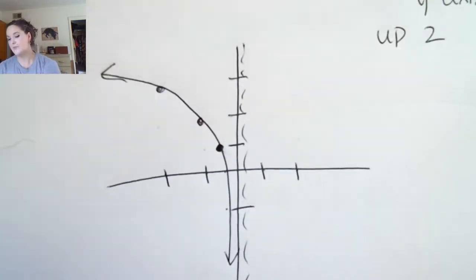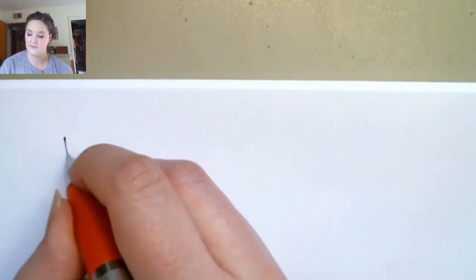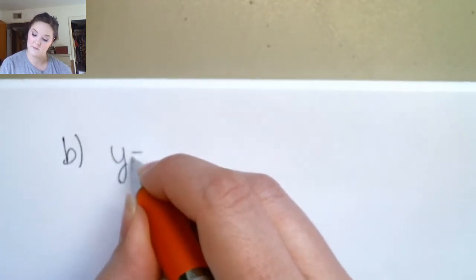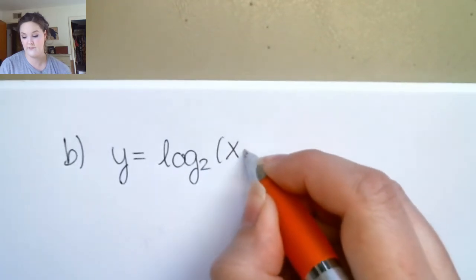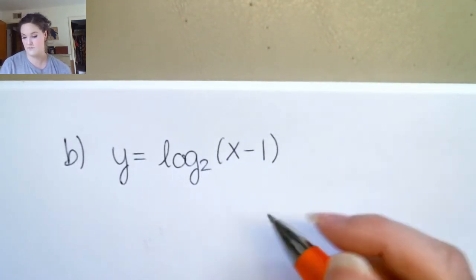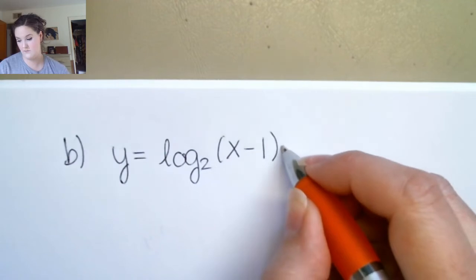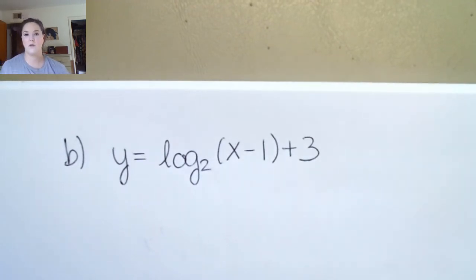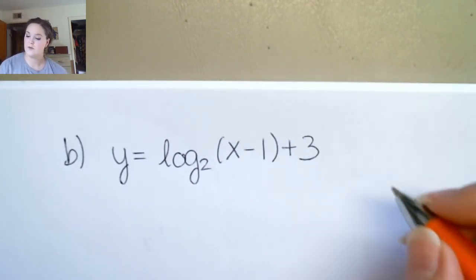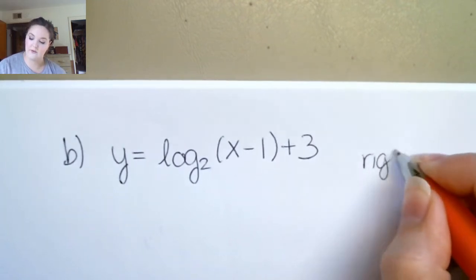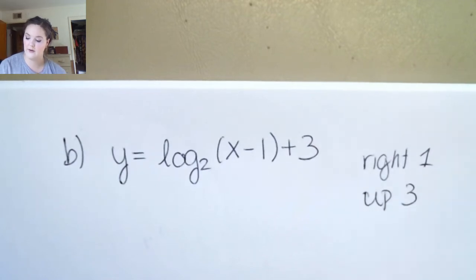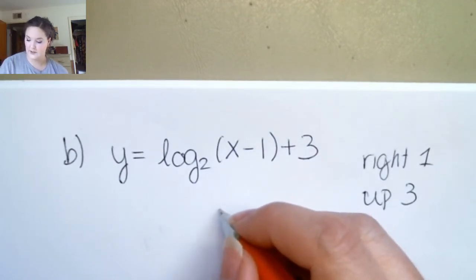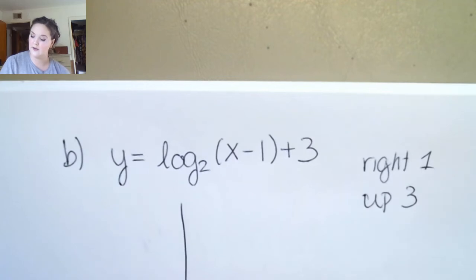All right, let's do another example with that base graph. So here, this -1 is going to move the graph right 1, and this +3 is going to move it up 3. So let's look at our graph here.